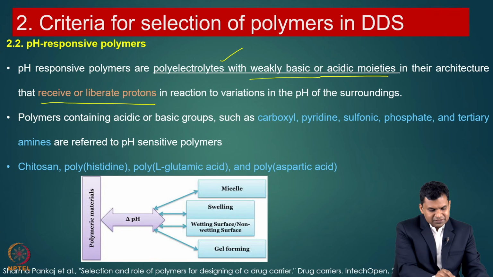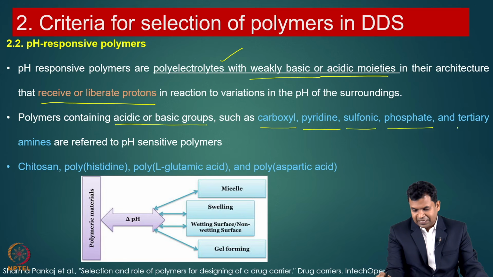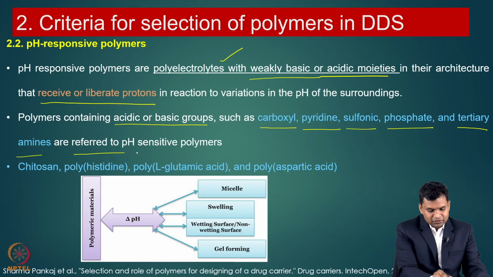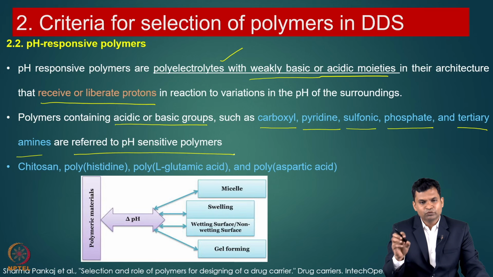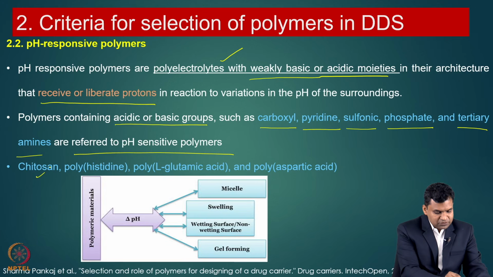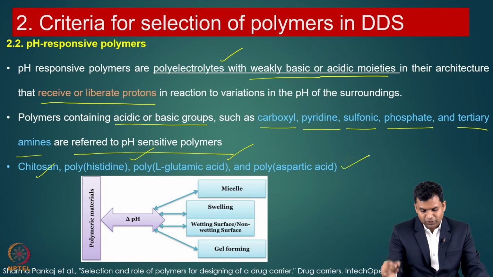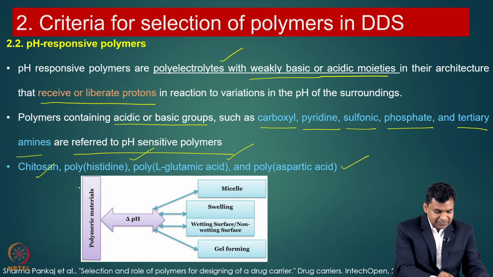Polymers containing acidic and basic groups, such as carboxyl, pyridine, sulfonic, phosphate and tertiary amines, are referred to as pH sensitive polymers. Any polymer which contains such groups will respond to pH, and its properties will change based on the pH of the surrounding medium. Here are a few examples: chitosan, polyhistidine, poly-L-glutamic acid and polyaspartic acid. These are the various polymeric materials.